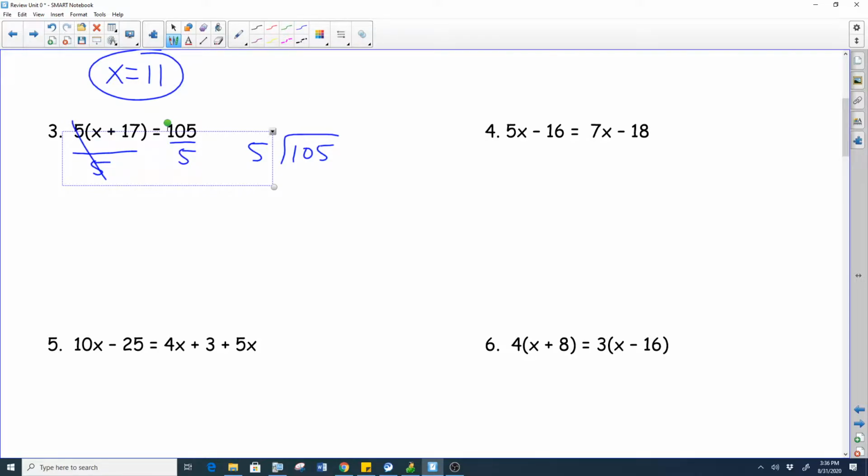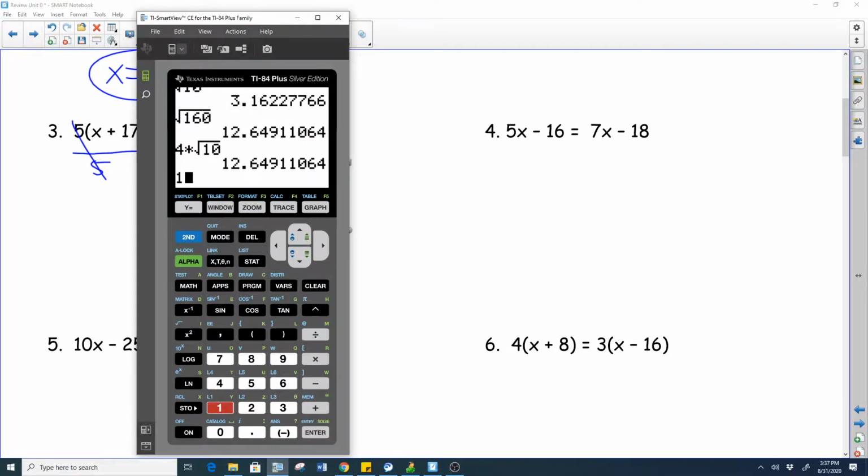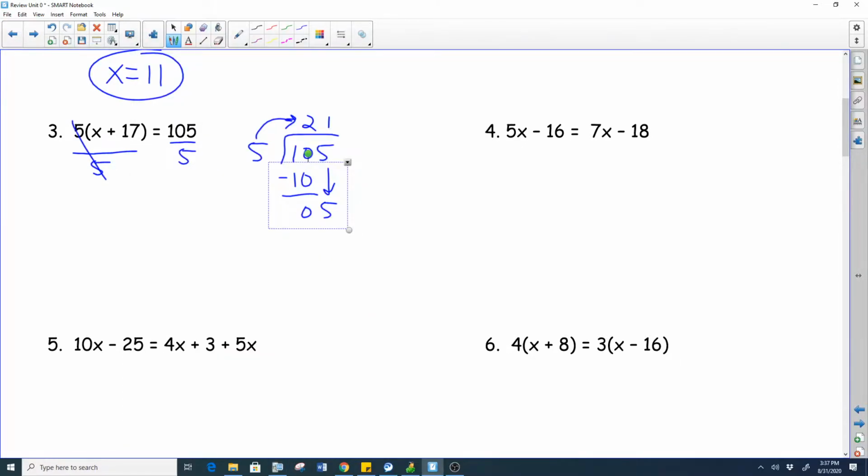So 5 goes into 10 twice. Long division, remember this? 5 times 2 is 10. Then you subtract that and you get 0, and then bring down the 5. And then 5 goes into 5 once. 5 times 21 should be 105, or you can just do it in your calculator. So 105 divided by 5 is 21. There we go.